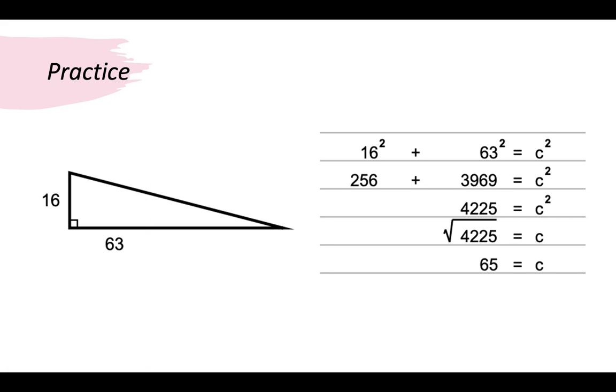16 squared gives us 256. 63 squared gives us 3,969. I add those together and get 4,225. Again, that gives me c squared, but I want c, so I'm going to take the square root of 4,225, which is going to give us 65.